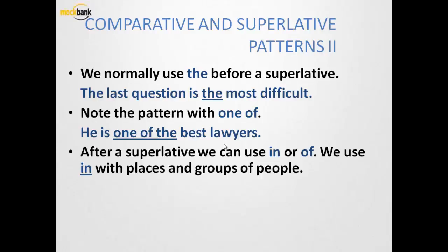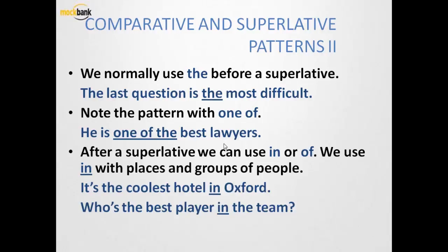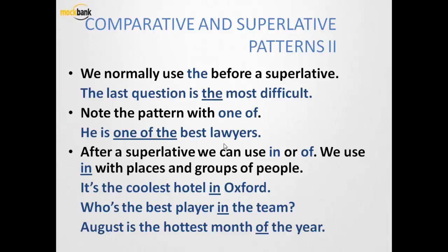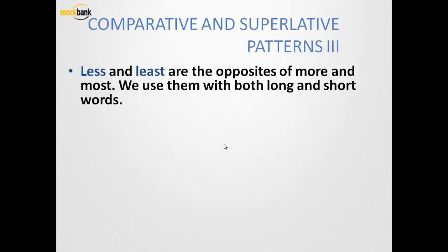After a superlative, we can use in or of. We use in with places and groups of people. The example could be, it is the coolest hotel in Oxford. Who is the best player in the team? August is the hottest month of the year.